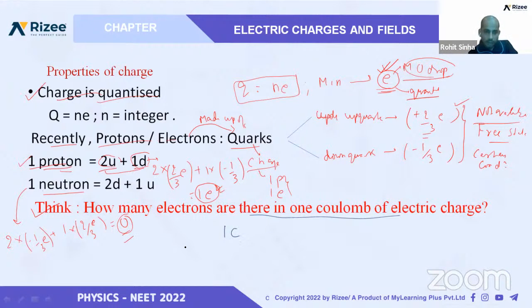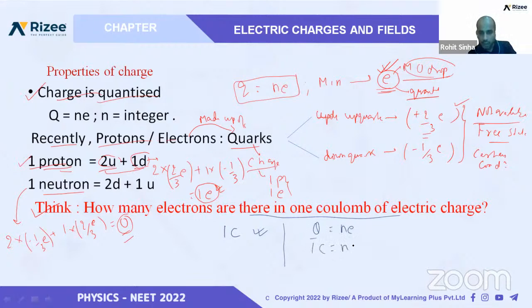Very good. Few of them are answered. Now, how? Q is equal to Ne. We know that 1 coulomb is equal to how much? Q is given as 1 coulomb.